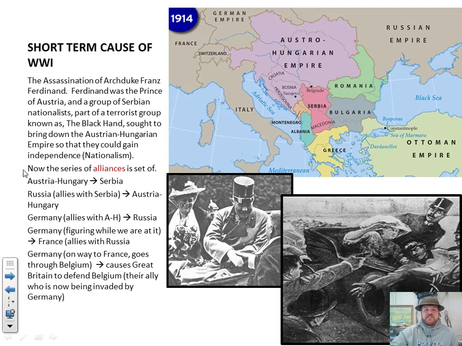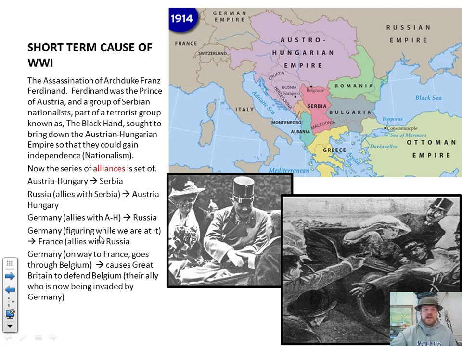So down here I've got a list of all the alliances and how this starts. So bear with me here. It gets complicated. Because of the assassination of Archduke Franz Ferdinand, Austria-Hungary is like, we can't let you assassinate our prince, so we're going to declare war on Serbia. Makes sense. Well, Serbia was allies with Russia, so now Russia declares war on Austria-Hungary. Well, Germany is allies with Austria-Hungary, so they say, we now have to come to the aid of our ally, and we are now going to declare war on Russia. Germany's just like, well, while we're at it, we might as well attack Russia's ally, which is France.